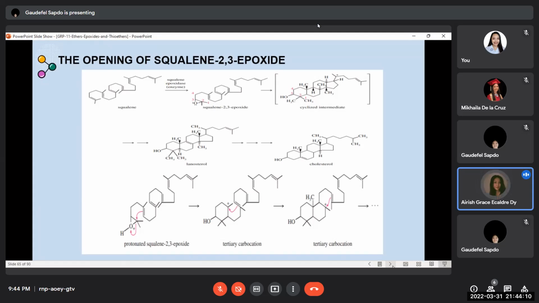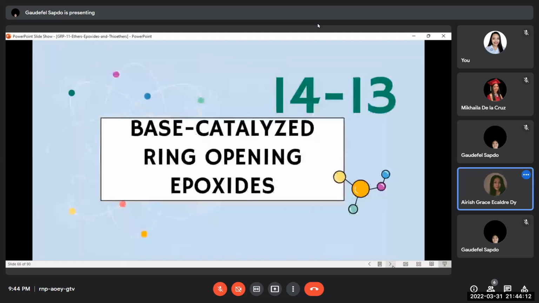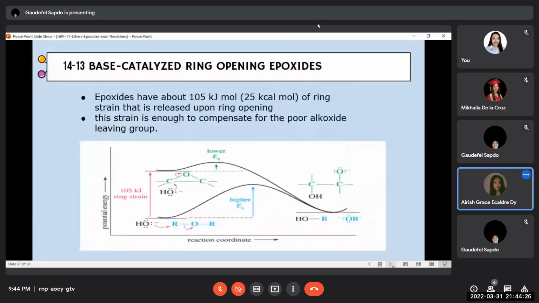So, next slide, please. Base-catalyzed ring opening of epoxides. Most ethers do not undergo nucleophilic substitution. Next slide, please. Most ethers do not undergo nucleophilic substitutions or eliminations under basic conditions because an alkoxide ion is a poor leaving group.